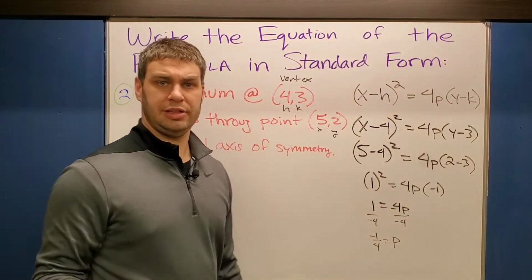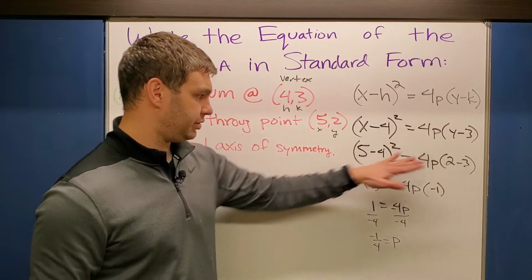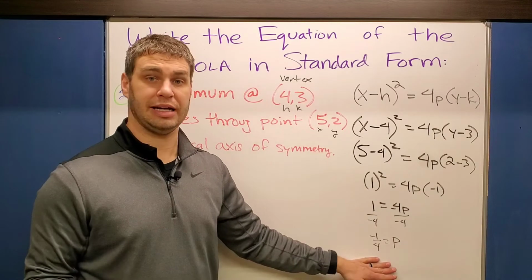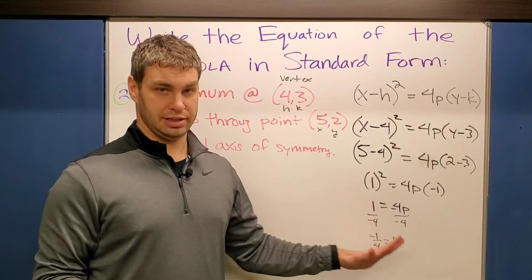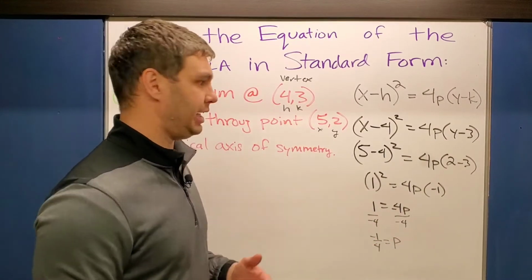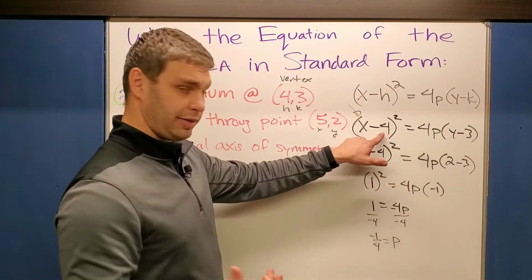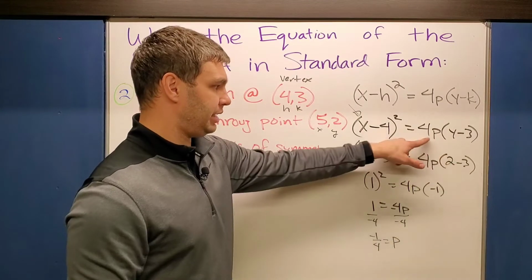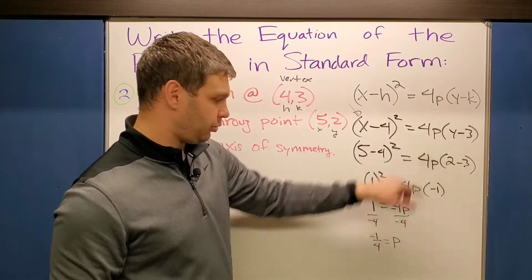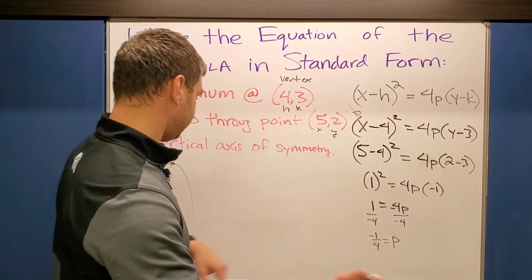All right, and after solving for P, plugging in my 5, 2, I got -1/4 is P, okay? So what I have to do with that now is plug it back into this second line right here where we already had our vertex in there, but now I'm going to replace my P with -1/4. And so let's see what that would look like.